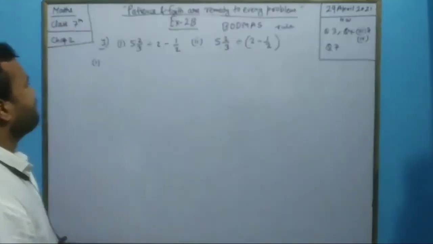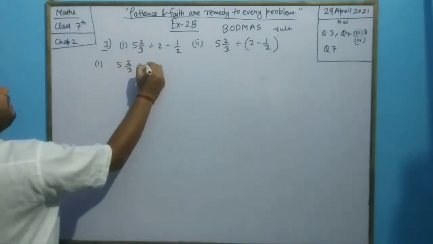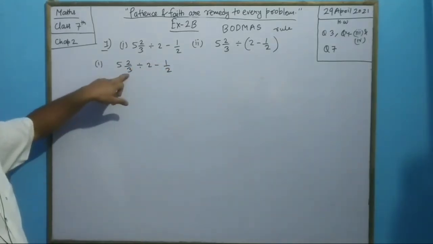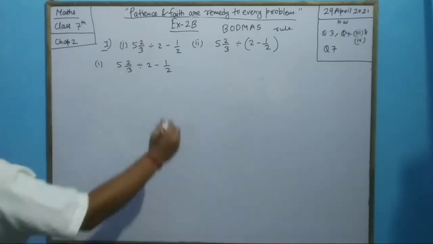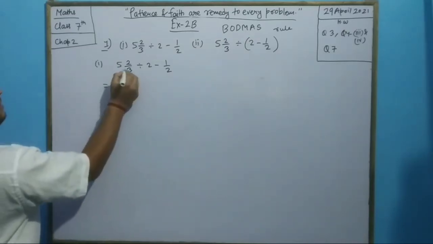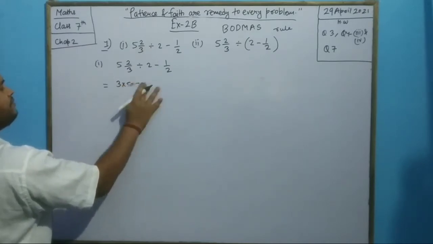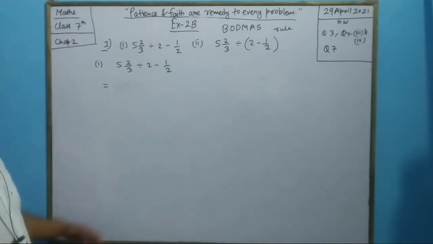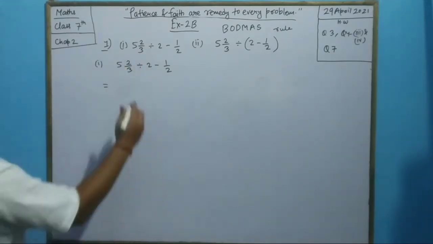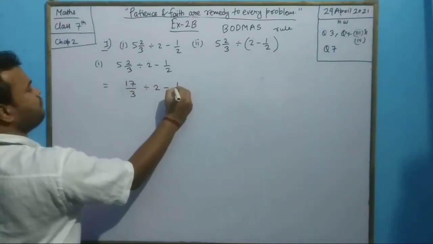Okay, so here we see 5 2 by 3 divided by 2 minus 1 upon 2. First, 5 2 by 3 is a mixed fraction. We need to convert this into an improper one. What will it be? 3 into 5 plus 2 upon 3. We need to convert this mixed fraction into an improper one. 3 fives are 15, 15 plus 2 is 17, that is 17 upon 3 divided by 2 minus 1 upon 2.